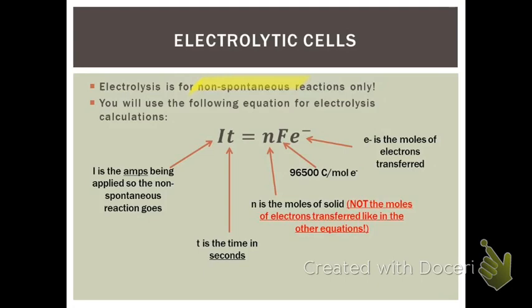The I is the amps that are being applied so that the reaction will go. The t has to be in seconds, it's time, and it has to be in seconds. This is very confusing because in the 2 previous equations, n was the moles of electrons transferred. In this equation, n is the moles of solid that you're going to be making as a result of running this reaction. F is still 96,500, and E is the moles of the electrons transferred in this equation, not n.